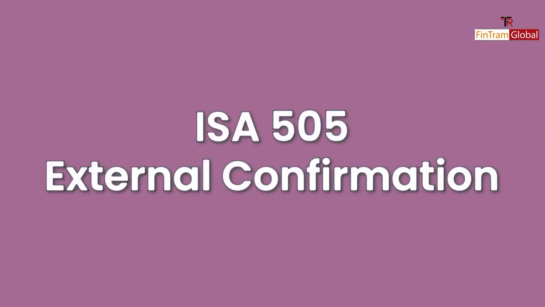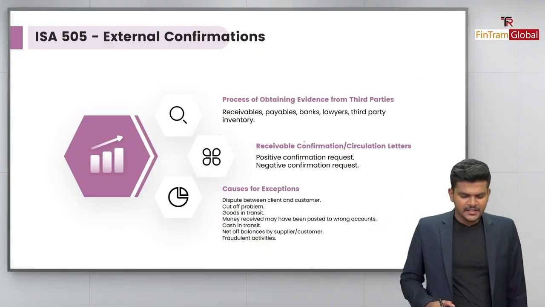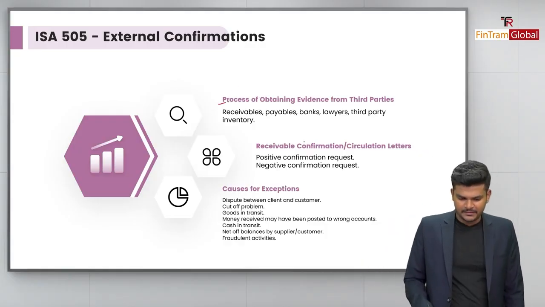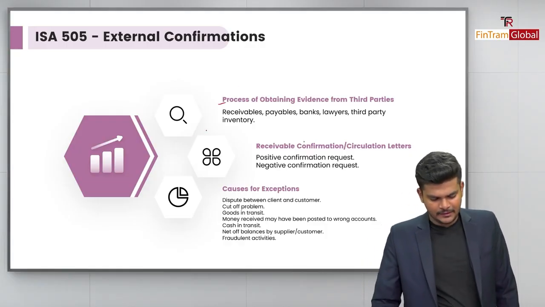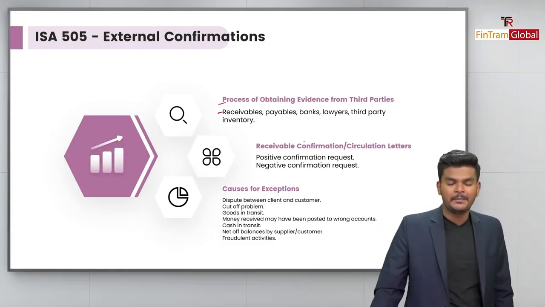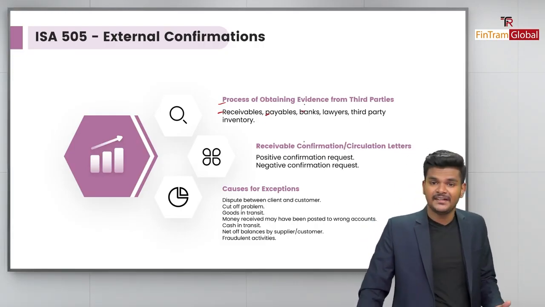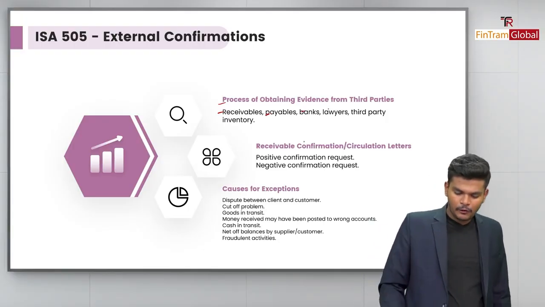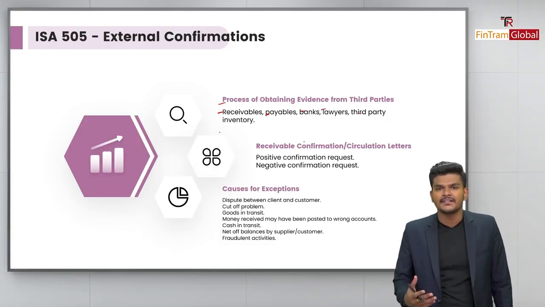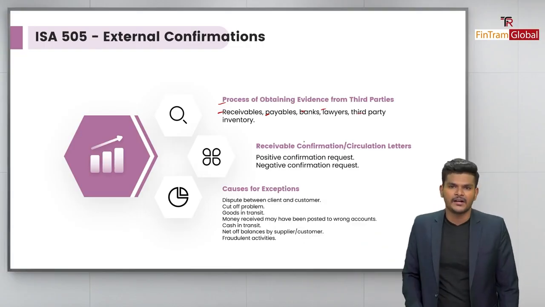Now, moving on to ISA 505, external confirmations. When it comes to external confirmations, we have the process of obtaining evidence from third parties. Basically we obtain confirmation for the receivable balances from the customers, payable balances from the suppliers, the bank for the bank balance, and securities and stuff like that which we may keep. Lawyers for any litigation claims, and of course, there's also third party inventory as well, because there are situations when my client will rent out some warehouse space from a third party warehouse owner.